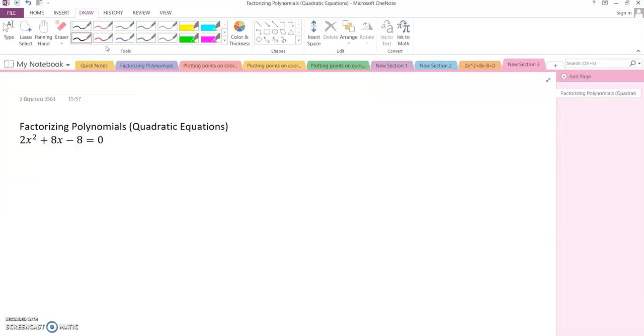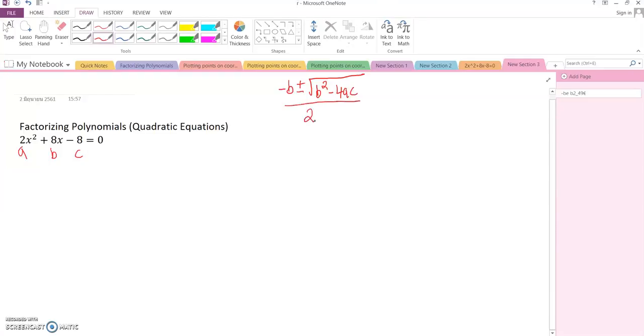Again, this is the value of a, this is the value of b, and this is the value of c. For those of you who don't know the quadratic equation formula, it is minus b plus minus square root of b squared minus 4ac, over 2a. It is very much straightforward.